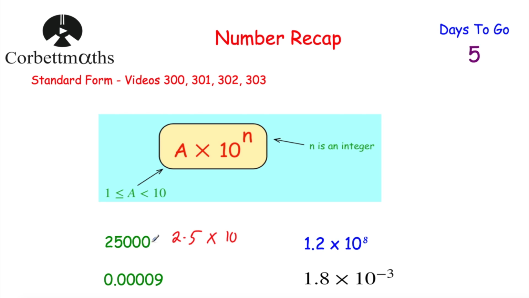And if we multiply by 10 again, that'll be 25,000. So we multiply by 10 four times, so it'd be 2.5 multiplied by 10 to the power of 4. 1, 2, 3, 4.